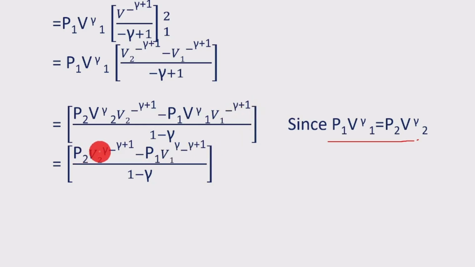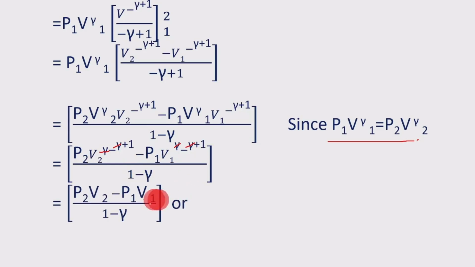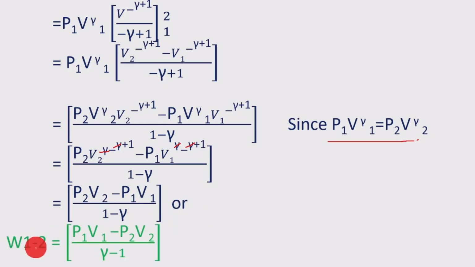Therefore, from these two terms, the gamma and gamma, the minus and plus, get cancelled. Therefore, P2 V2 raised to 1 minus P1 V1 raised to 1 remain, and in the denominator 1 minus gamma will be there. Then we can write (P2 V2 minus P1 V1) by (1 minus gamma), or we can write W1 to 2 as P1 V1 first minus P2 V2, and in the denominator we also interchange.